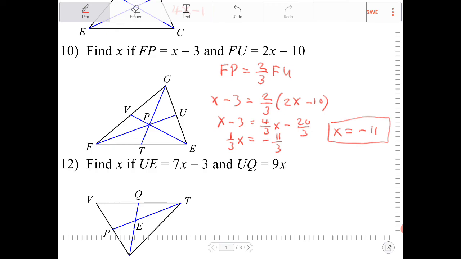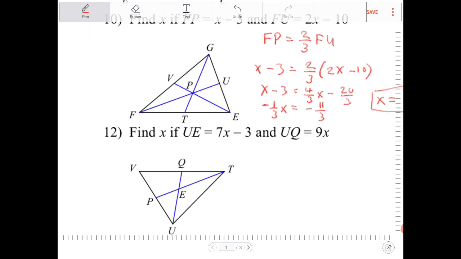2/3 of 2x minus 10. 2x minus 10, 4/3 x minus 20/3. Oh, this should be negative 1/3 x. So therefore this will be positive 11. Okay. So it is always important to go back and check your answer when you think the answer looks a little fishy. Okay? All right.